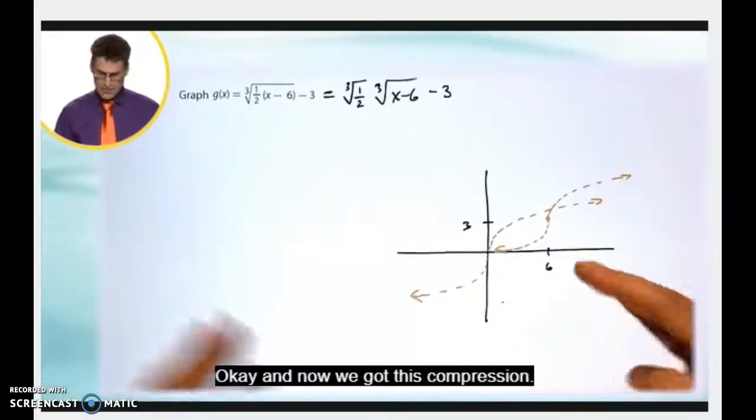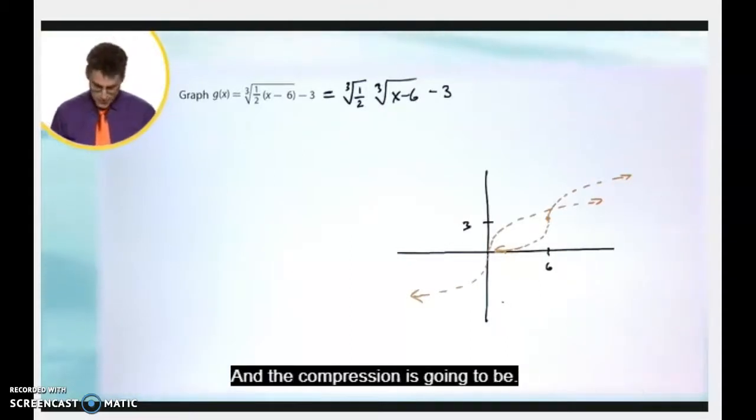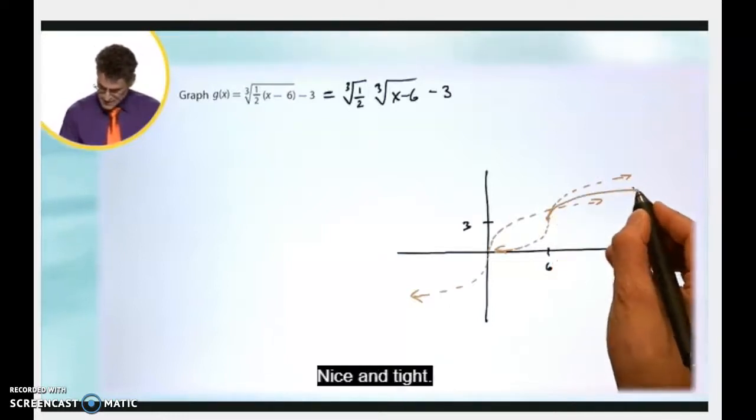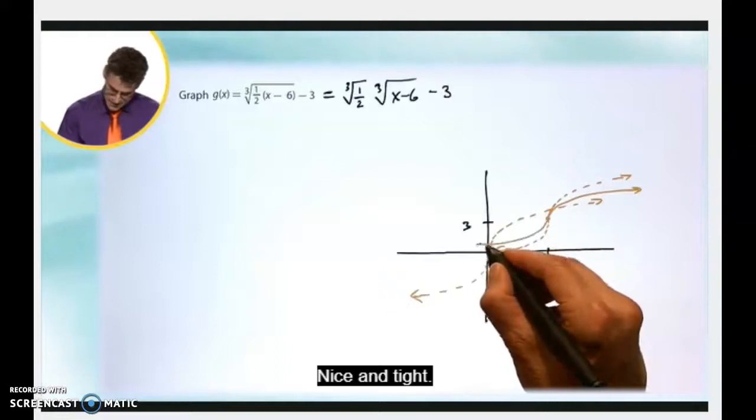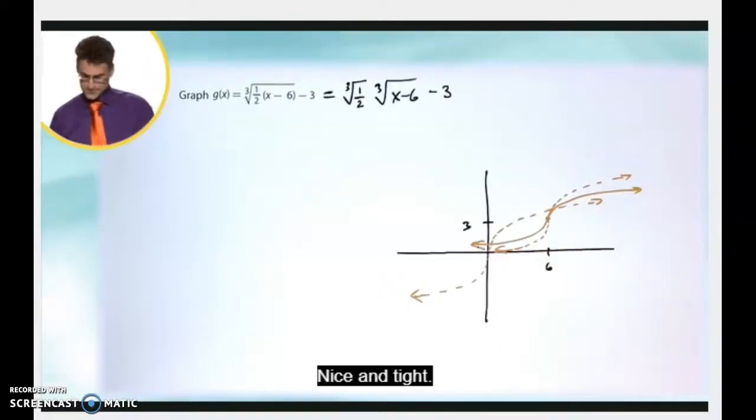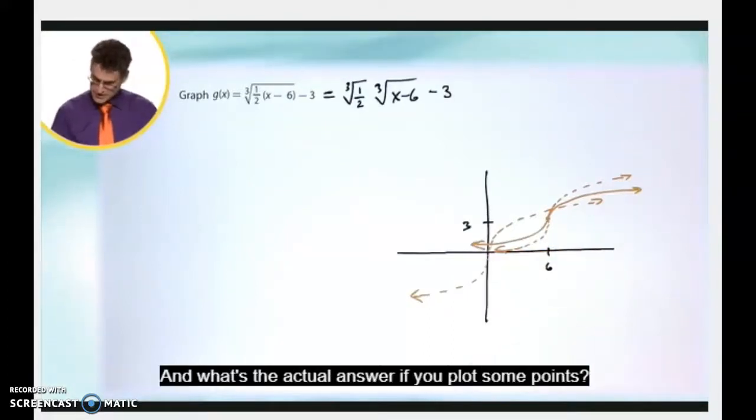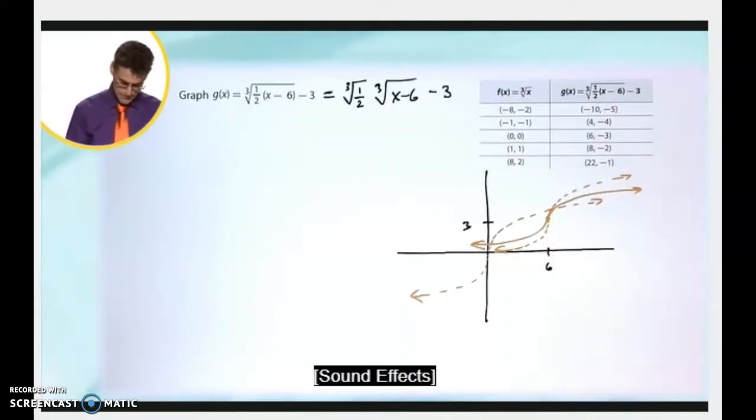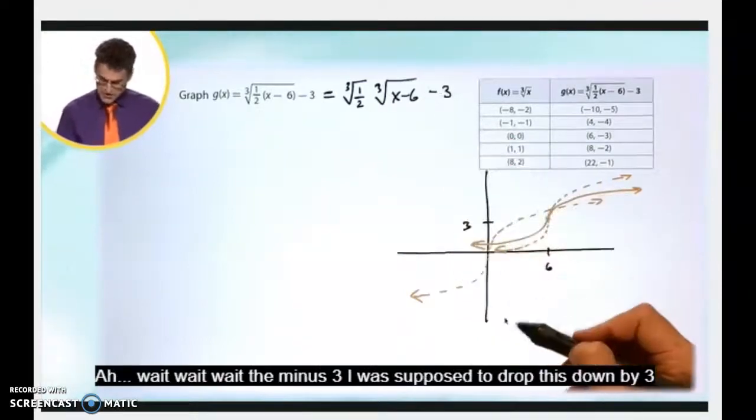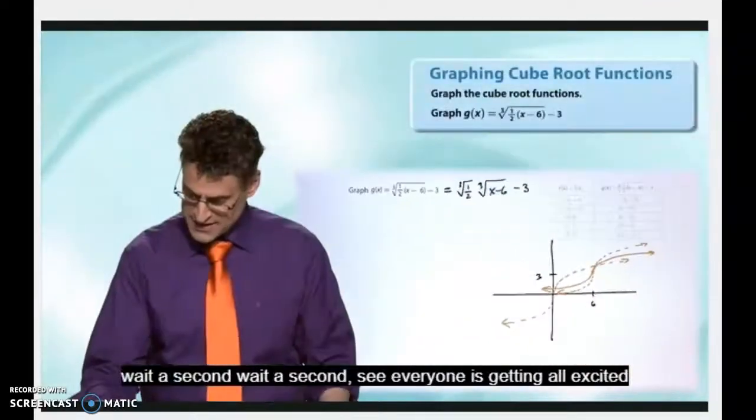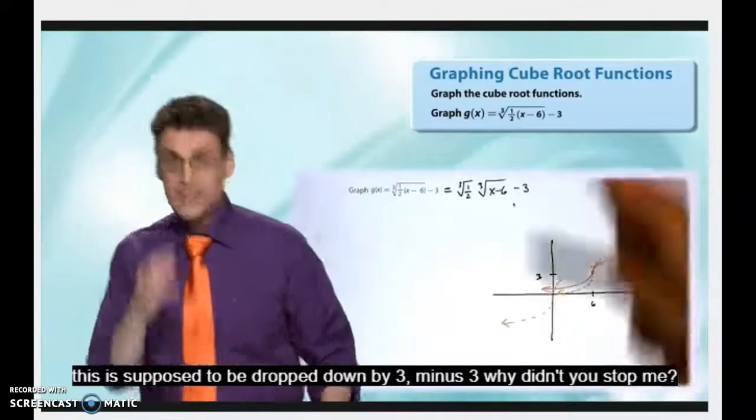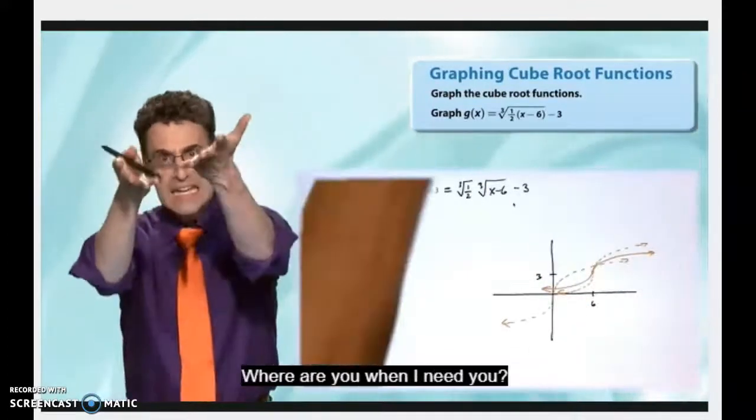Okay. And now we've got this compression. And the compression is going to be, yes, this. Nice and tight. And what's the actual answer if you plot some points? Wait. The minus 3, I was supposed to drop this down by 3. Wait a second. See, everyone's getting all excited. This is supposed to be dropped down by 3. Minus 3. Why didn't you stop me? Where are you when I need you?